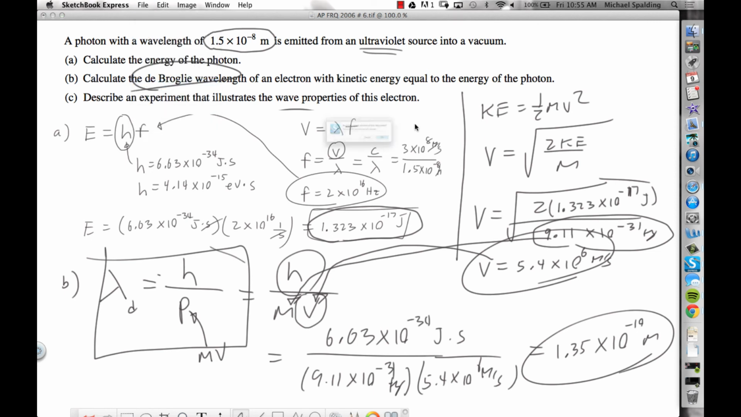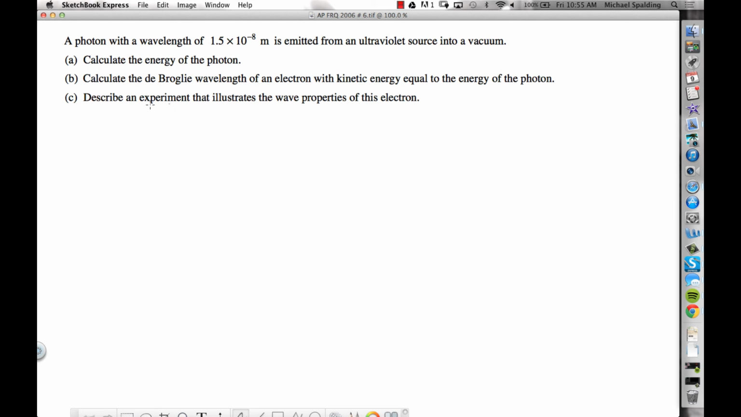Last thing for the year. Describe an experiment that illustrates the wave properties of this electron. So here's what you could do. We talked about the double slit experiment. You could take a beam of electrons. So you're going to set up a picture like this. Create two slits. Over here is going to be some sort of detector.